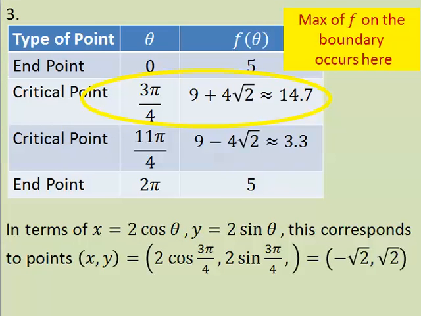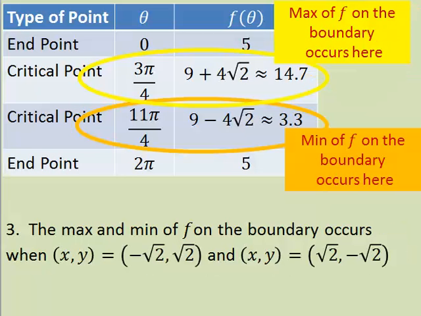The max of f on the boundary occurs here. I take theta equals 3 pi over 4 and I translate that using the parametric equations, translate that in terms of x and y. Do that for the min as well.